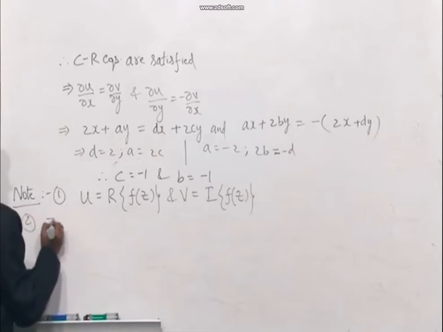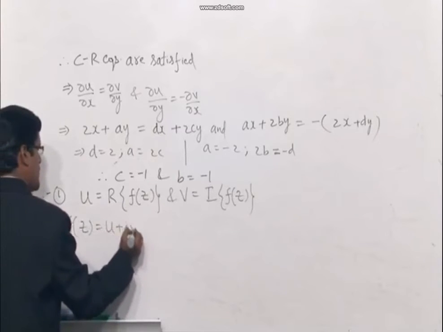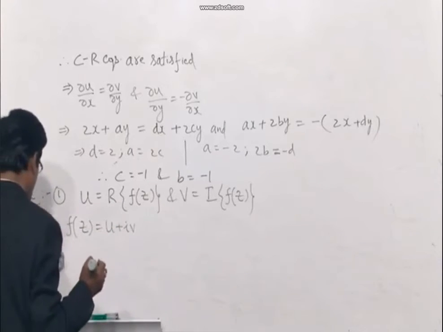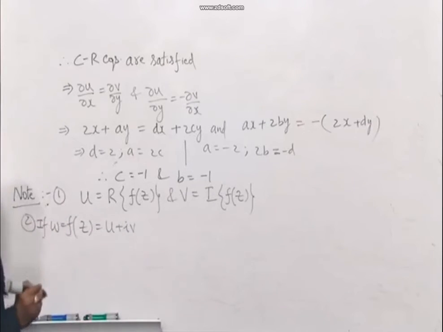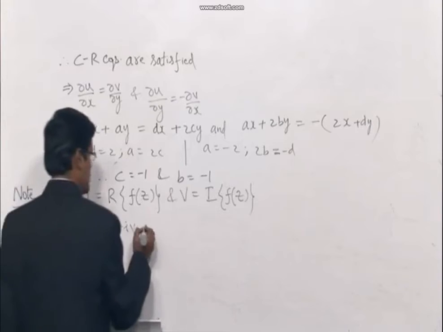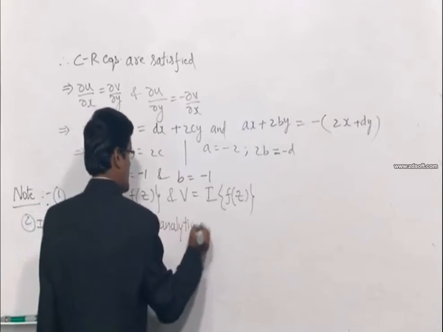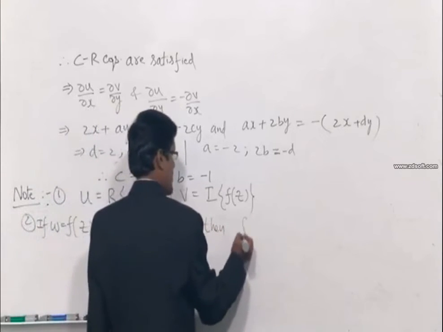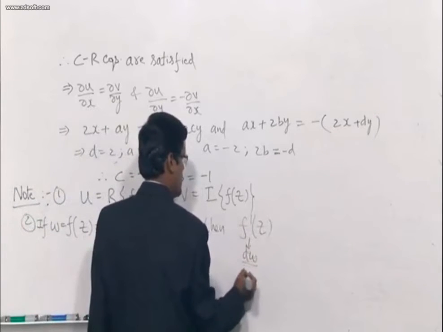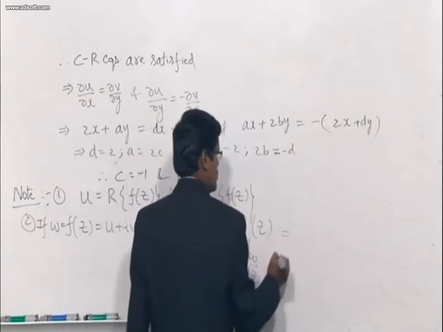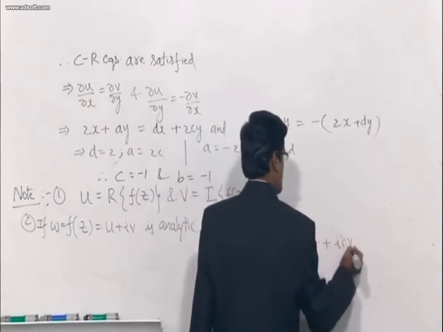Second, if f of z is equal to u plus iv, or you can write w, if w is equal to f of z is equal to u plus iv is analytic, then f dash z, the formula for finding f dash z, which is also dw by dz, is equal to dou u by dou x plus I dou v by dou x.